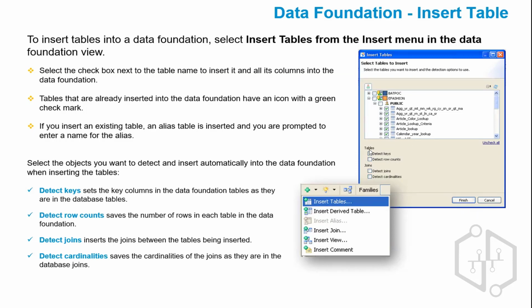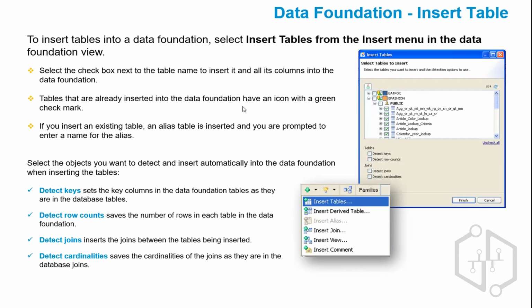Here only, in the tables, we can detect keys, detect row counts, detect joins and detect cardinalities. Everything will come automatically by the tool. So here are the same points mentioned: select the checkbox next to the table name to insert it and all its columns into the data foundation.